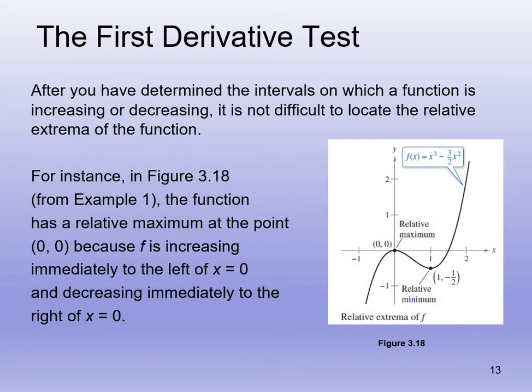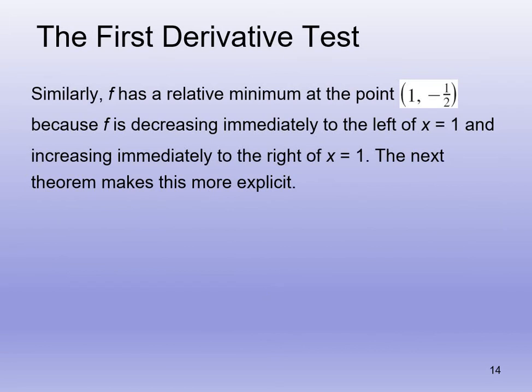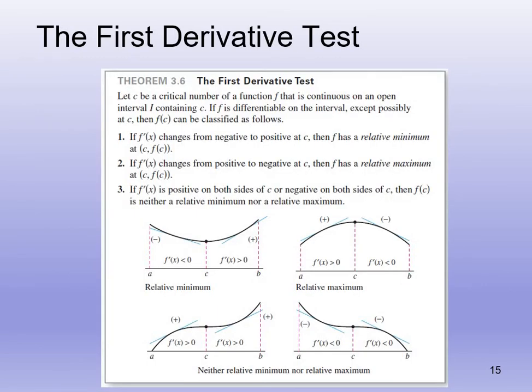They not only tell us what intervals our function is increasing or decreasing on, they also tell us if we have relative maximums or relative minimums that occur at those critical values. So very, very important when we do that first derivative test. All right, so here's what it tells us. It's kind of what I just walked through with you, but this is theorem 3.6.